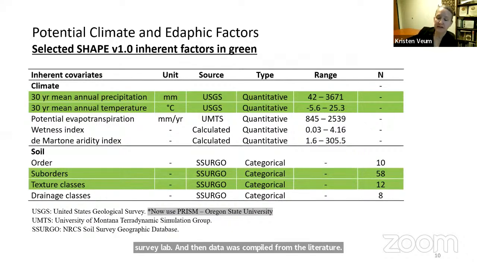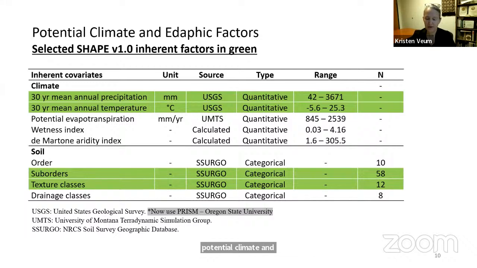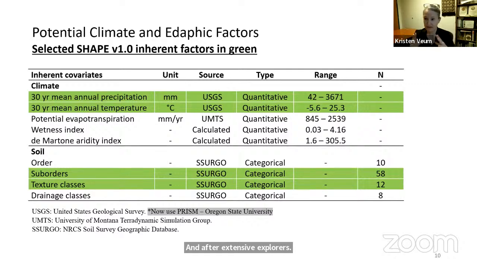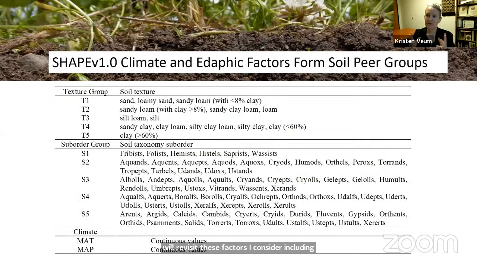So initially, we evaluated a pretty long list of potential climate and adaptive characteristics to include in SHAPE. And after extensive exploratory analysis, and given the size of the data set that we were working with, we narrowed the factors down to 2 climate variables, mean annual temperature and mean annual precipitation. And then we selected 2 soil variables, the soil suborder and textural class. But as we move forward and as our data set expands, we will revisit these factors and consider including more. And so what we do in SHAPE is we take these factors and we form soil peer groups.